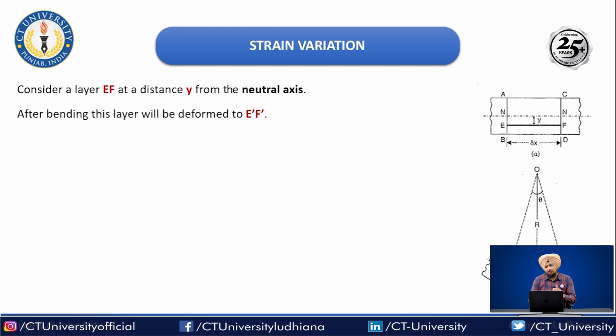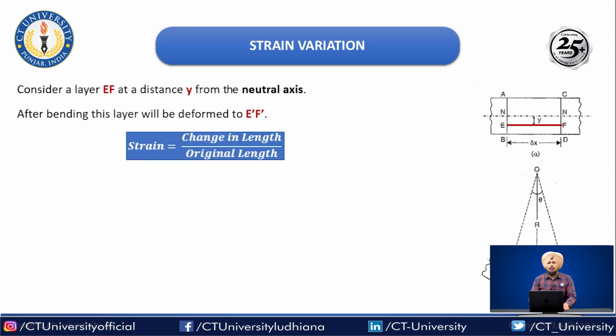So the first step is the strain variation. Before and after, you can see in the figures, we are considering a layer EF at a distance of y from the neutral axis, and after bending it will deform to E dash F dash. It is shown with the help of a red line. Before, the line is initially very straight, and after bending it becomes like an arc. You know how to calculate the length of an arc: we can find it from the angle and the radius of curvature.